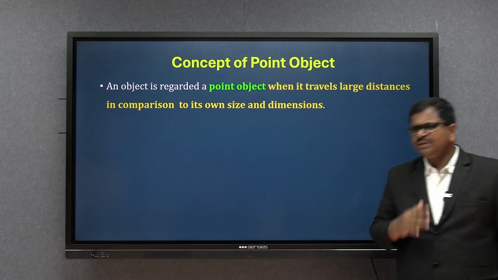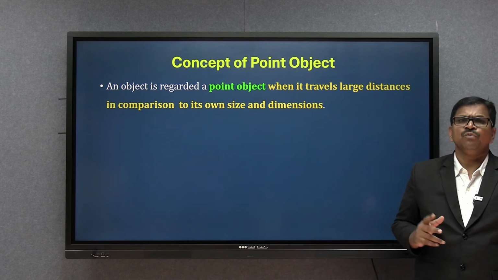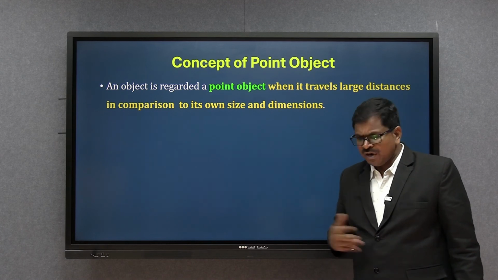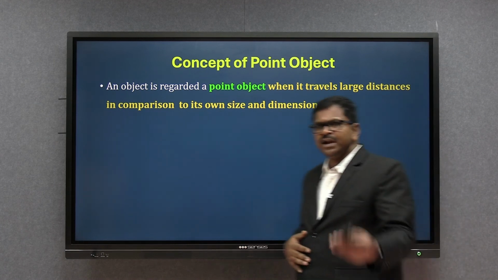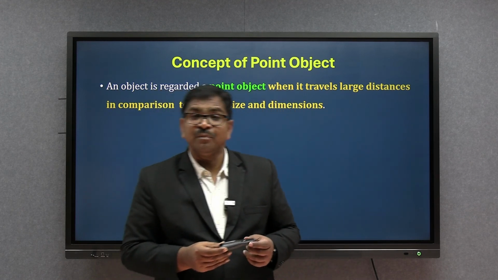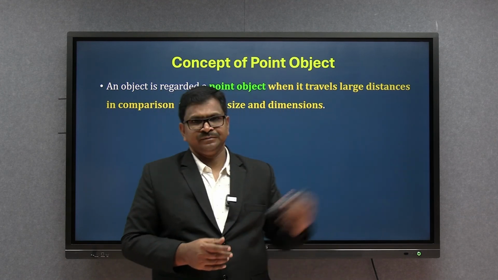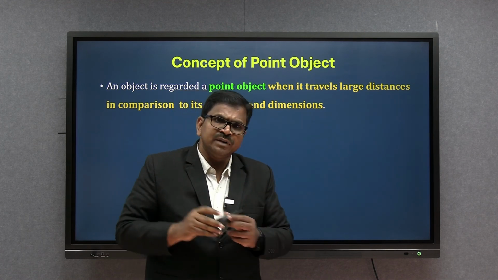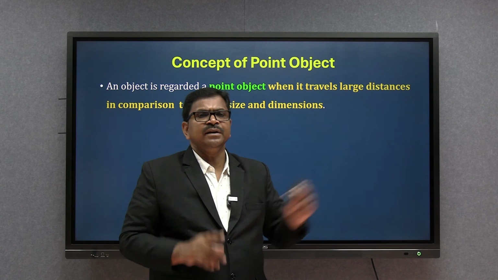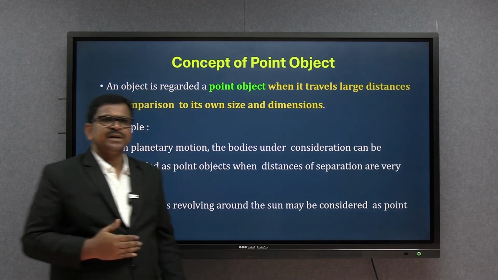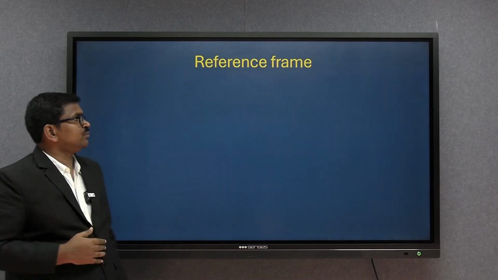For all these discussions in kinematics, we consider every object as a point object. What is meant by point object? If any object's size is very small when compared to the distance it travels, then it is considered a point object. So in kinematics we consider point objects only.